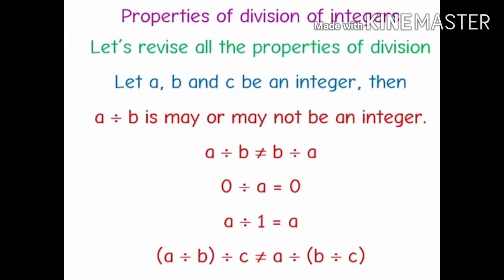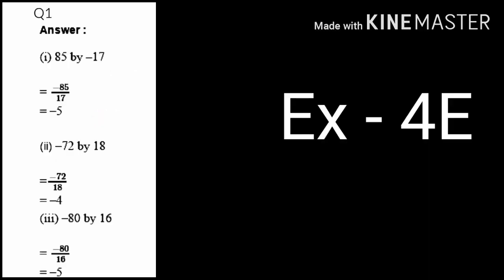Okay. So let's have a quick revision. A divided by B may or may not be an integer. A divided by B is not equal to B divided by A. 0 divided by A is always 0. A divided by 1 is equal to A. And A divided by B in bracket, divided by C, is not equal to A divided by, in bracket, B divided by C. Right? Now let's start with exercise 4e.